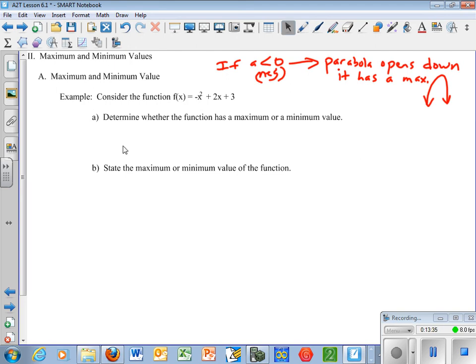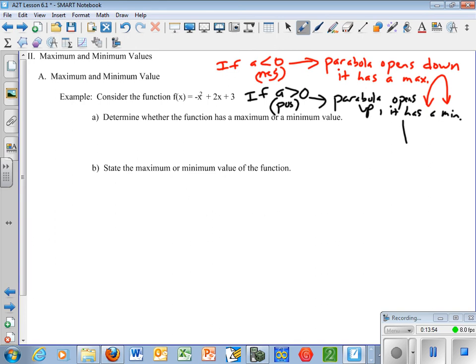Okay, if a is bigger than 0, meaning it's positive, so the coefficient on x squared, the parabola opens up, and it has a minimum. Okay, so if it's a parabola that opens up, obviously it's got a lowest point, that turning point, so it has a minimum. So you really have to look at the a value, or the coefficient on x squared. Okay, so determine whether it has a max or a min.